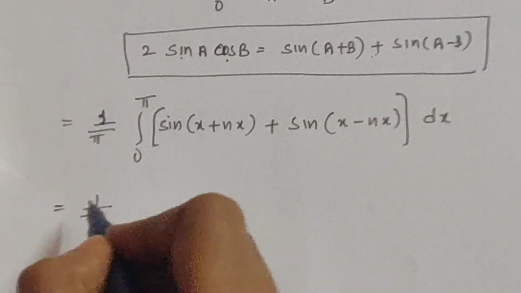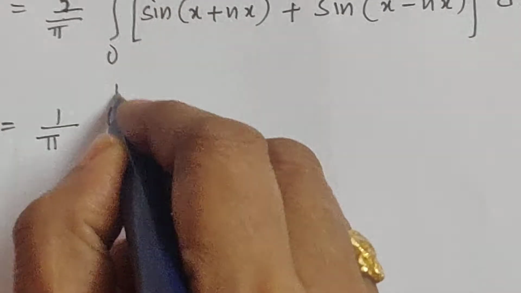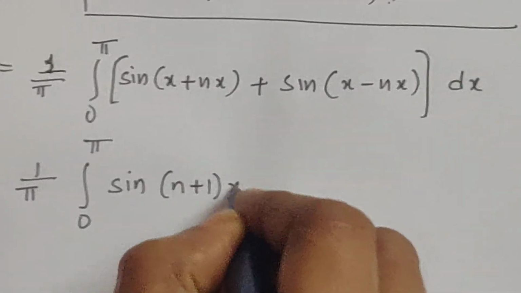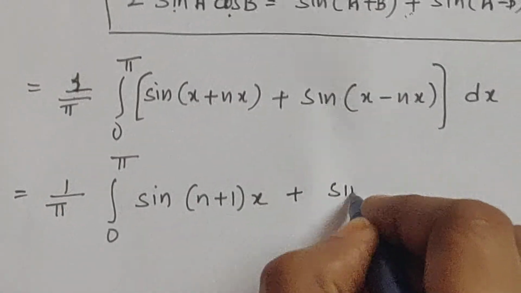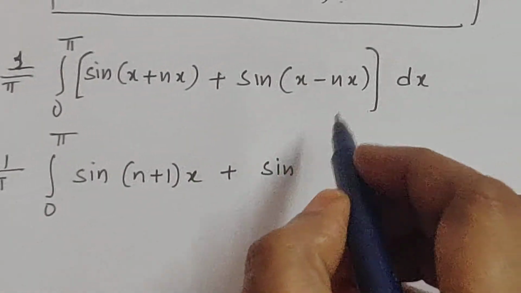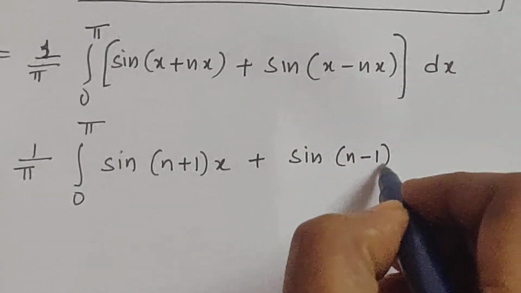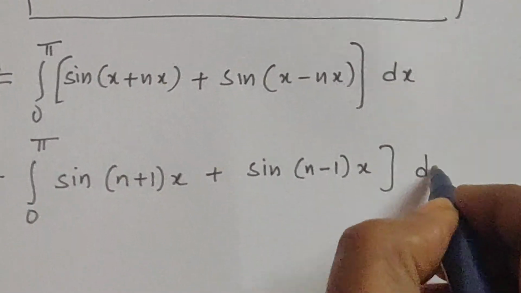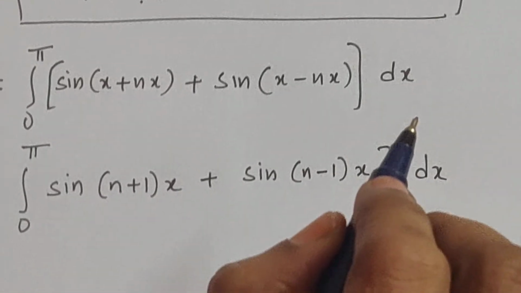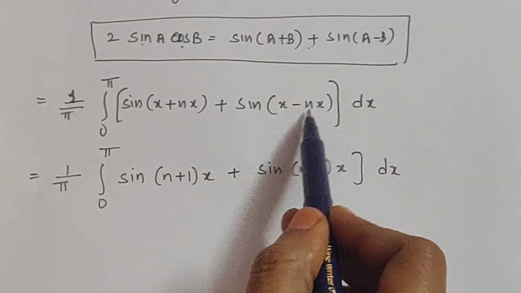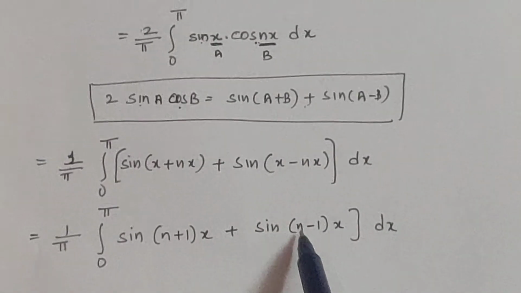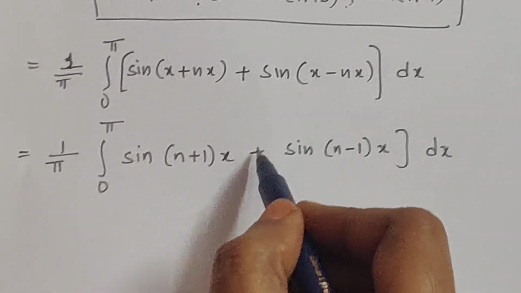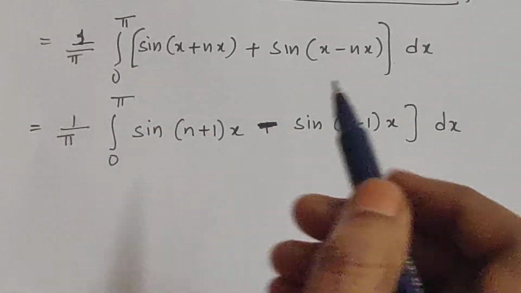Equal to 1 by pi integral 0 to pi of sin of n plus 1 times x plus sin of n minus 1 times x dx. Here we have 1 minus n times x, and we have written n minus 1 by taking the minus sign common. So note down this as a minus sign.